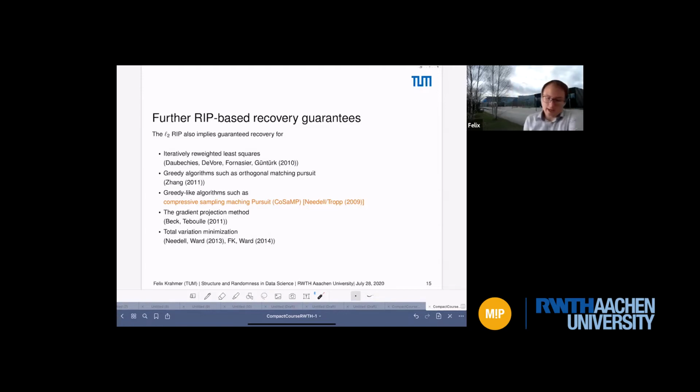The only one I will give some more details on, on the next slide, is this algorithm by Needell and Tropp called compressive sampling matching pursuit, CoSaMP. But also gradient projection, total variation minimization, and there are always a lot of different algorithms suitable for different purposes that are probably popping up every now and then.